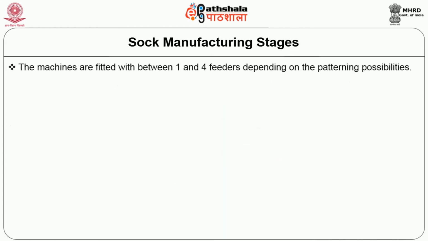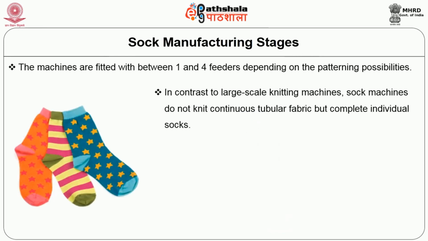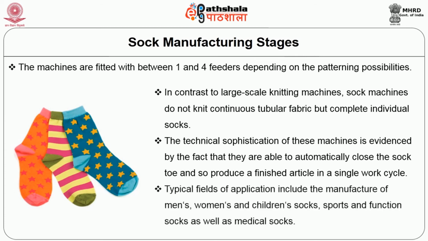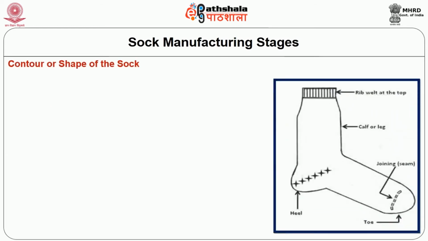The machines are fitted with between 1 and 4 feeders depending on patterning possibilities. In contrast to large-scale knitting machines, socks machines do not knit continuous tubular fabric but complete individual socks. The technical sophistication of these machines is evident by the fact they are able to automatically close the sock toe and so produce a finished article in a single work cycle. Typical fields of application include manufacturers of men's, women's and children's socks, sports and functional socks as well as medical socks.